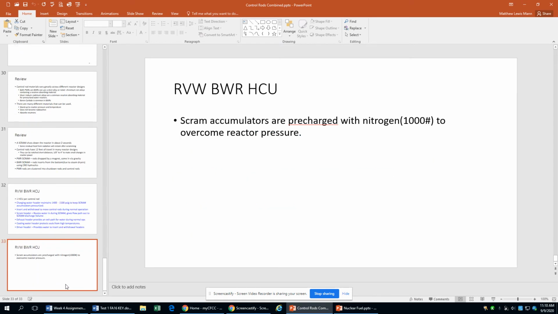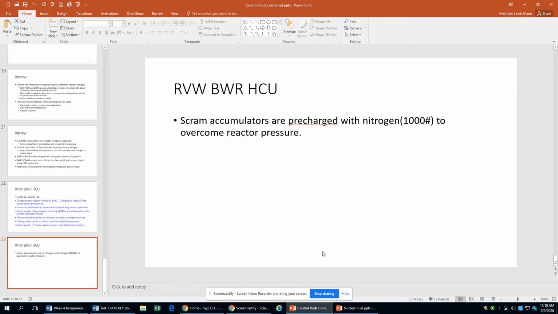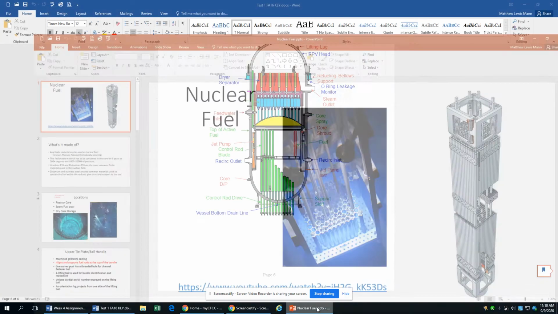So there are the 7 headers again. So please let me know if you have any questions about that. This is a great place to take a break before we go into the nuclear fuel section.